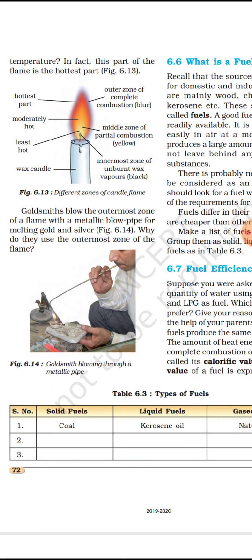A goldsmith also uses the outermost zone only, with a metallic blow pipe, for melting gold and silver. He is using this outermost zone.